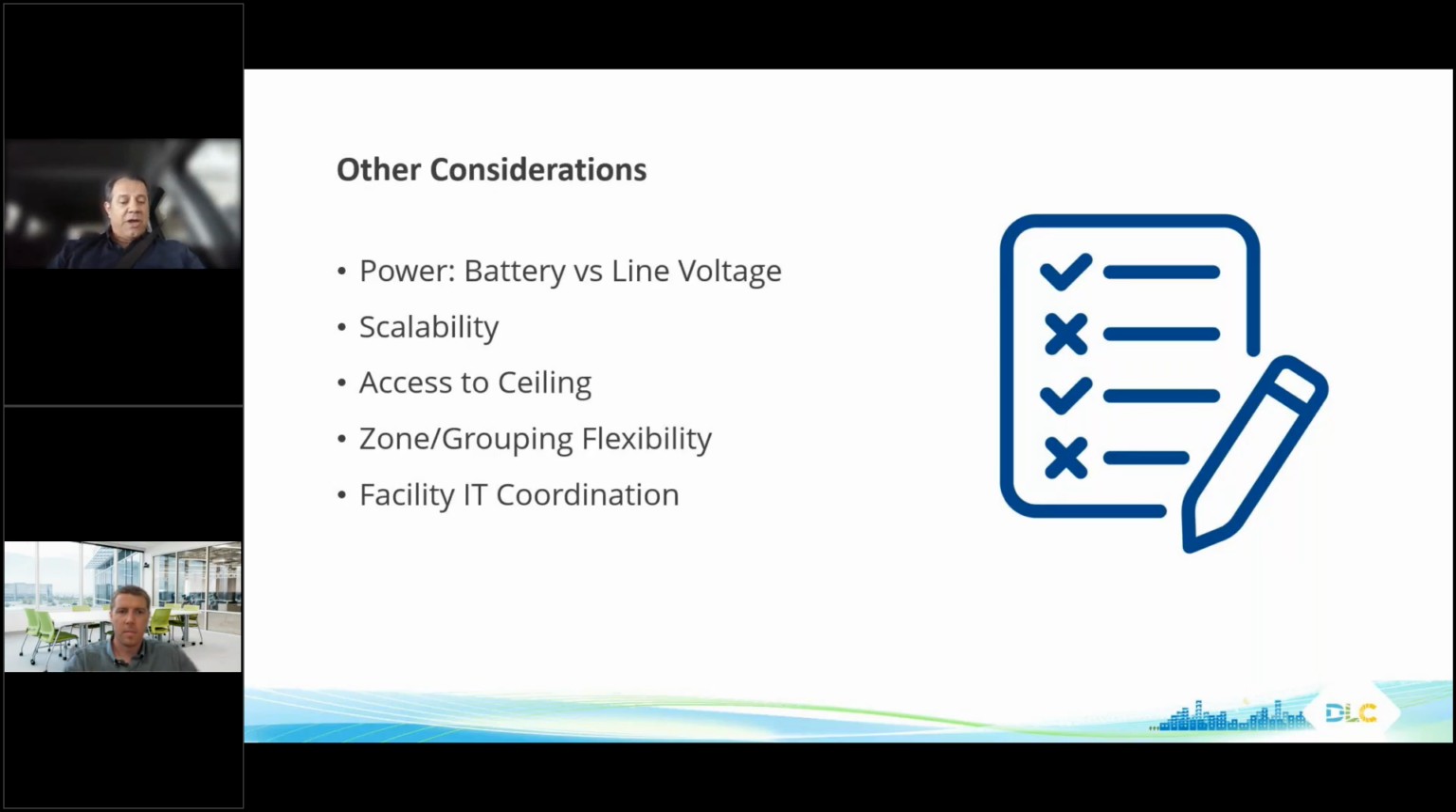On a simpler note, we need to understand access to the ceiling with respect to labor and budget costs. Are these drop ceilings, or can we run hardware within a plenum, or is this all hard ceilings where labor is going to be considerably more? The zone and the group flexibility, we talked about that a little bit already.